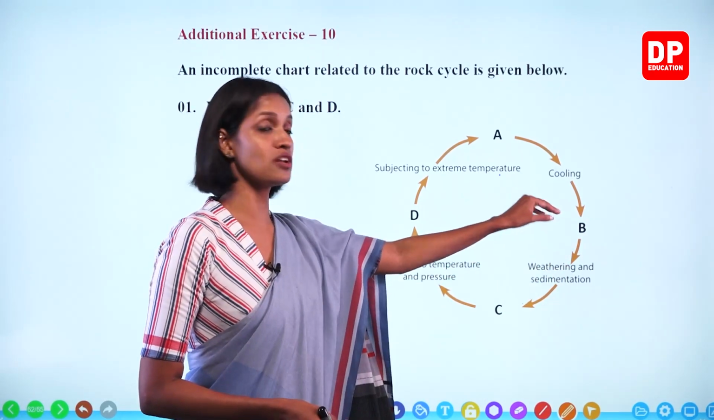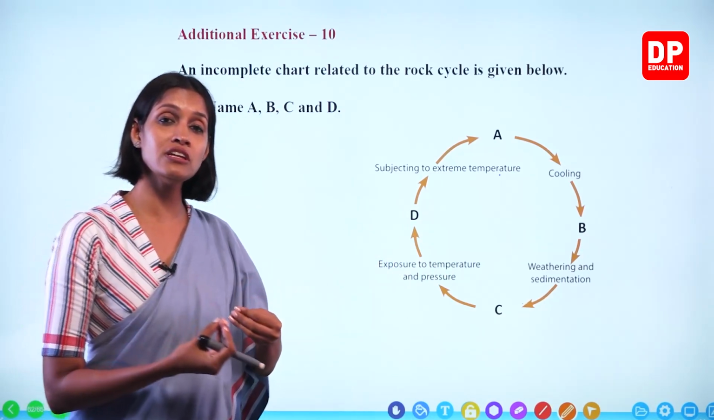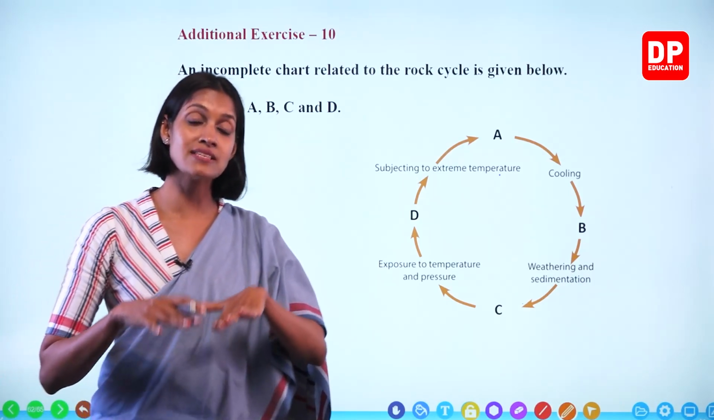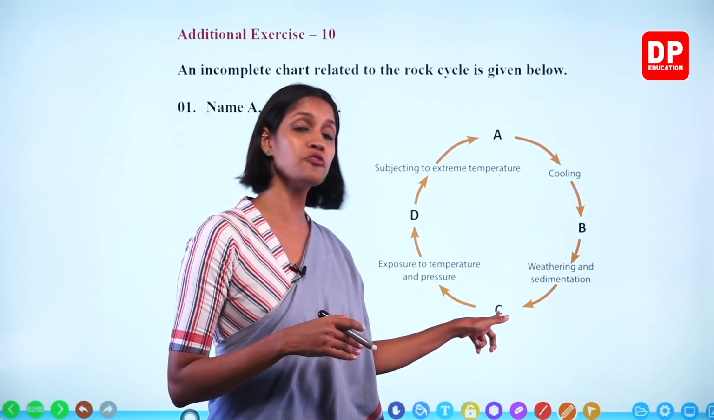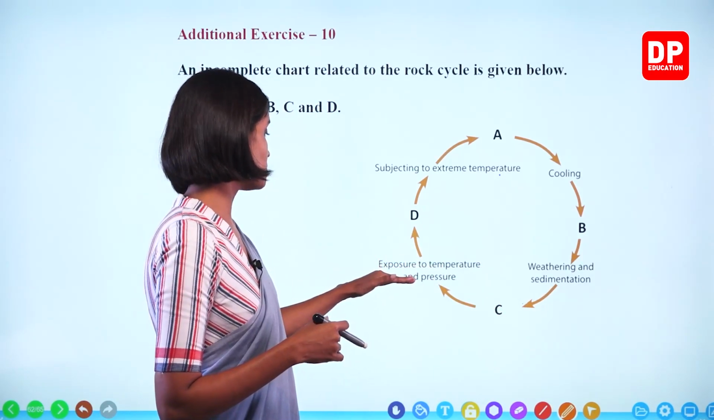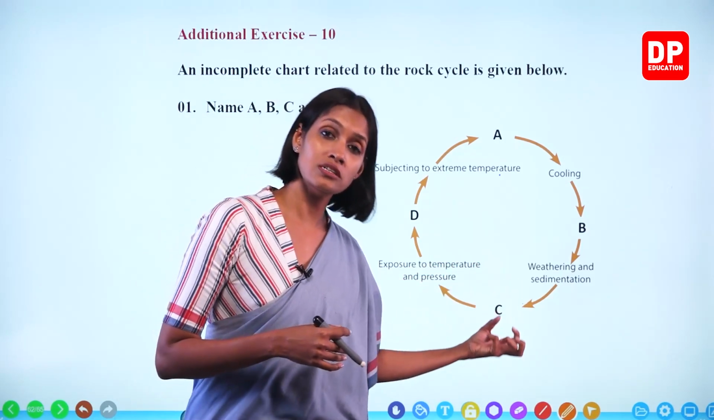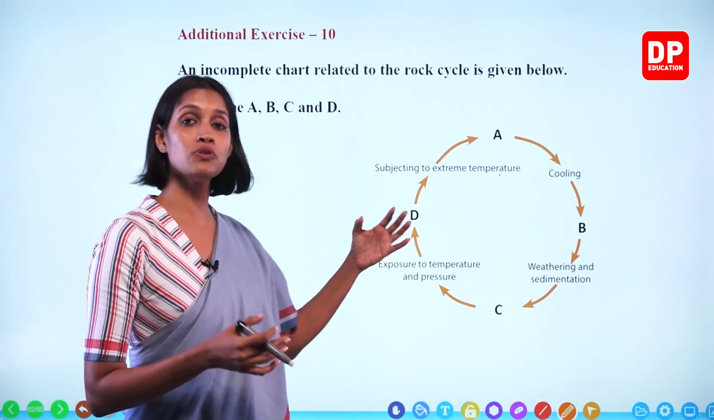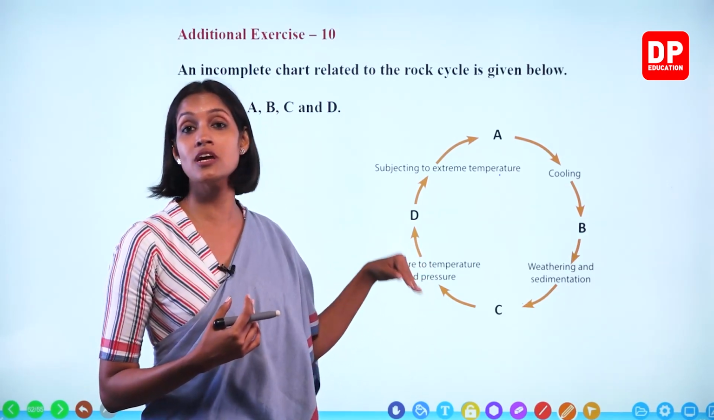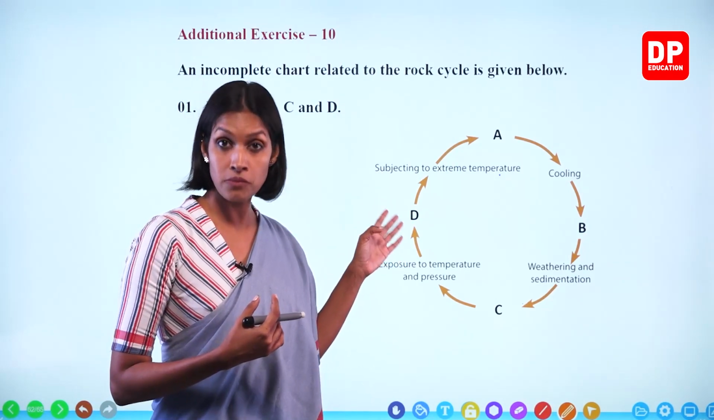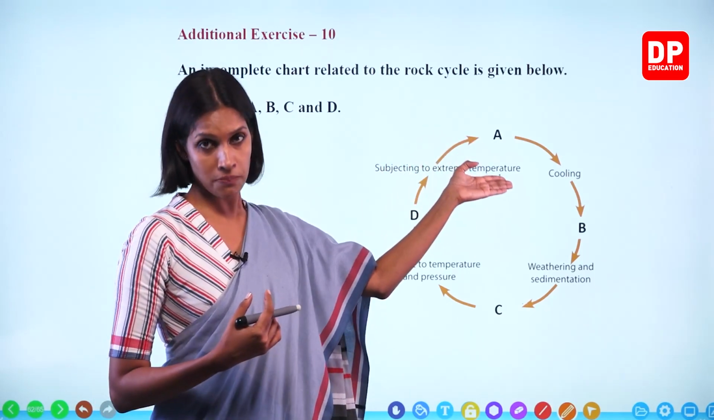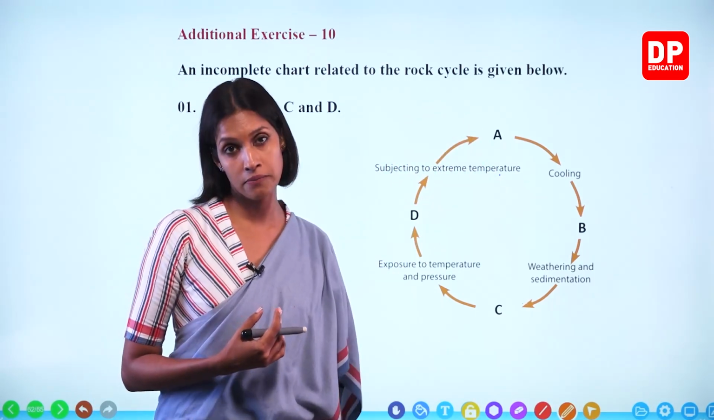Weathering and sedimentation, when igneous rocks break down and these pieces go somewhere else, and sedimentation means deposits as layers. And what type of rocks are formed here? Sedimentary rocks. Exposure to temperature and pressure. So sedimentary rocks during earthquakes, these pieces of sedimentary rocks go deep down the earth and they change because of temperature and pressure. And what type of rocks are formed here? Metamorphic rocks. Then metamorphic rocks again subject into extreme temperatures and change back to magma, right?